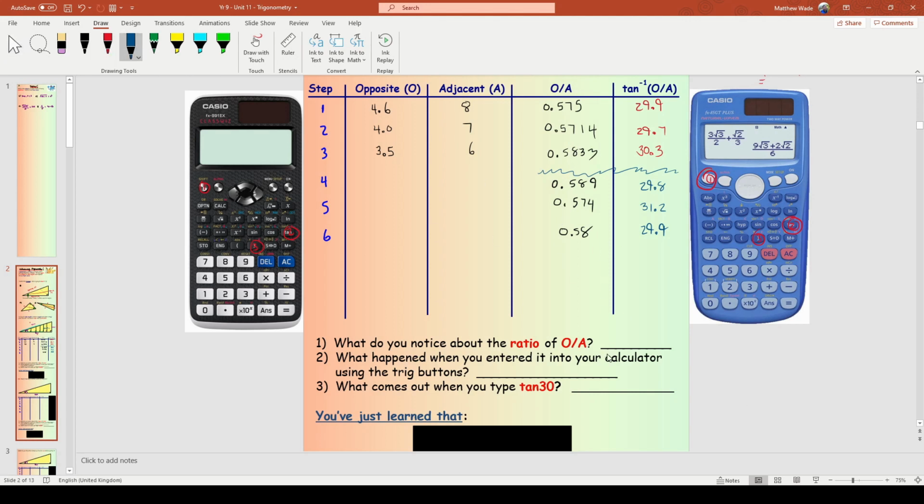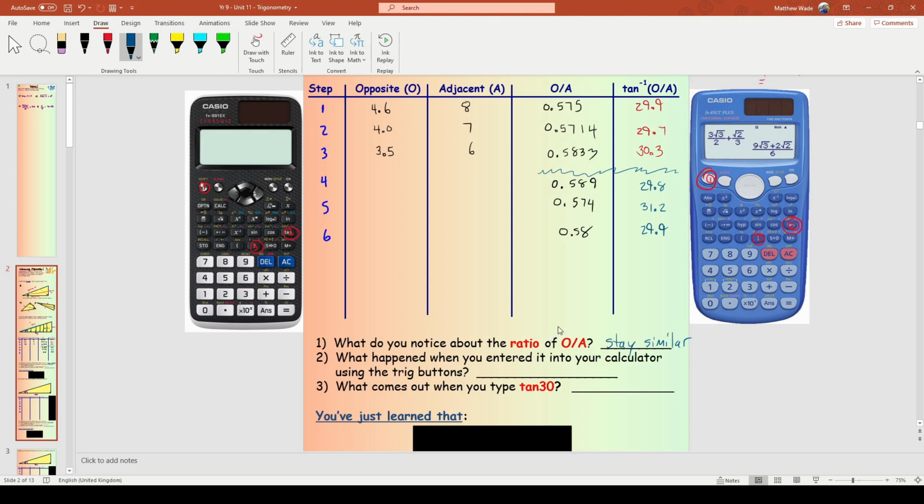Well, here's what I notice. They kind of stay the same. They stay similar, so you should put that in your book. Okay, they're not following a pattern of, oh, they're getting bigger or they're getting smaller. They're just staying similar. Now, what happened when you entered it into your calculator using the trig buttons?